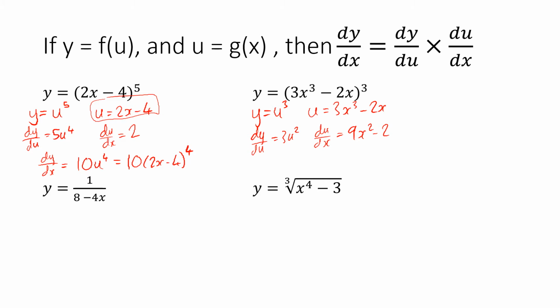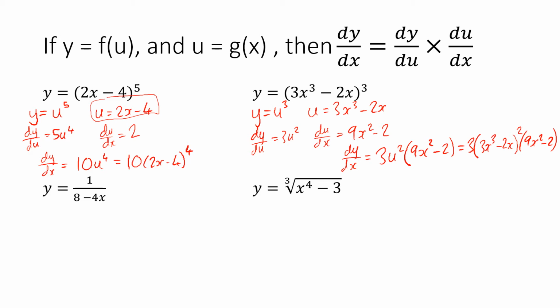So we're going to get that dy/dx is equal to 3u squared, and then remember to make sure you keep this in a bracket because we're timesing the whole thing by 9x squared minus 2. And then we'd write in, well, we know what u is, so we're going to have 3 lots of (3x cubed minus 2x) squared times (9x squared minus 2). No one promised the chain rule would be pretty, it's just very quick.